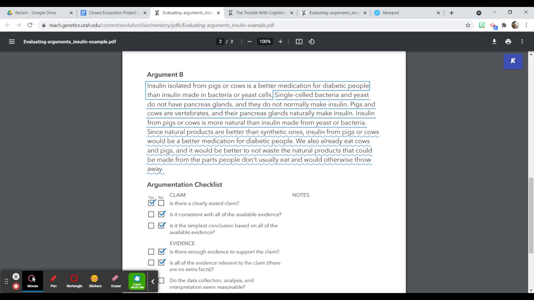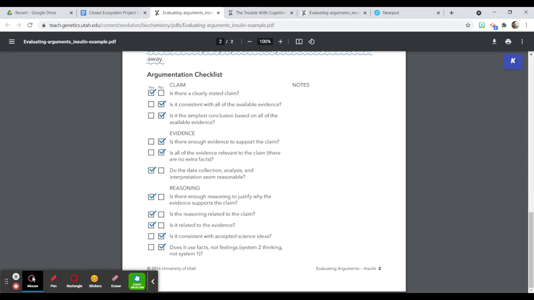Now, the last part: since natural products are better than synthetic ones, insulin from pigs or cows would be a better medication for diabetic people. We also already eat cows and pigs, and it would be better to not waste the natural products that could be made from the parts people don't usually eat and would otherwise throw away. Again, inserting their opinions, their feelings.